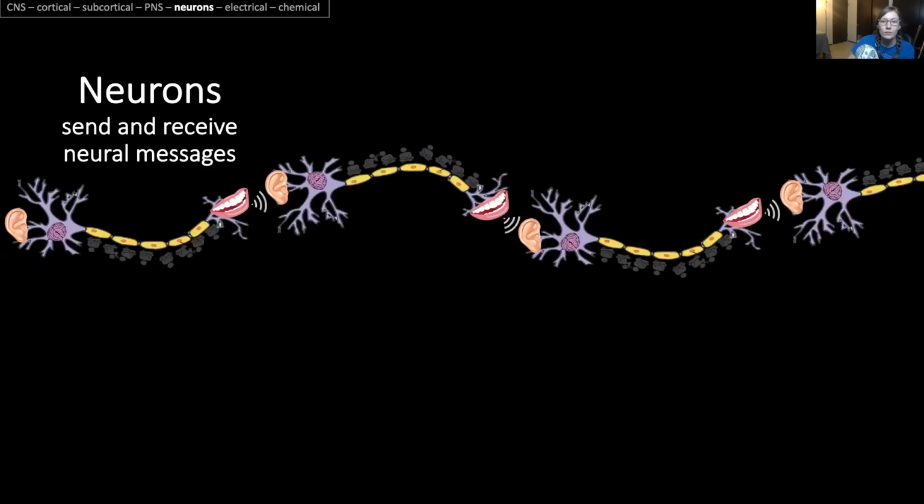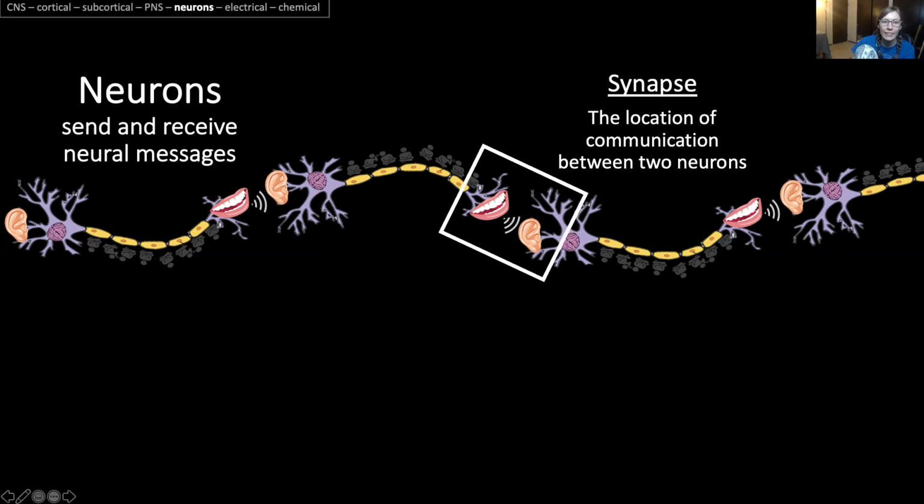Okay, so what is the neuron, the axon terminal mouth, going to talk to? Well, obviously another listening ear of another neuron. So your neurons string together like this, from mouth to ear to mouth to ear, and it keeps passing some sort of message down the line until it gets to where it needs to go. Now, the location of this information transfer, this gap in between where the mouth is speaking to the ear, or where the axon terminal is releasing its information to the next dendrite, is called the synapse. So this is the location of communication between two neurons.